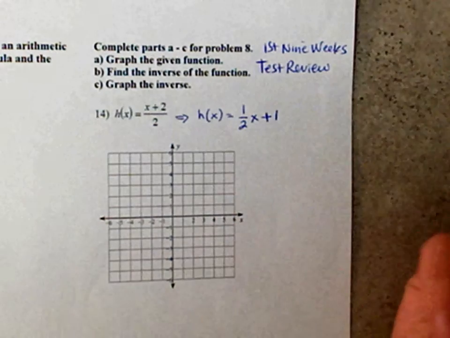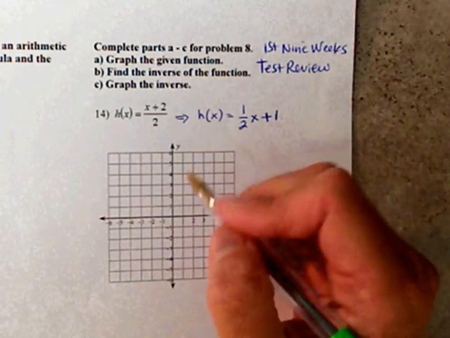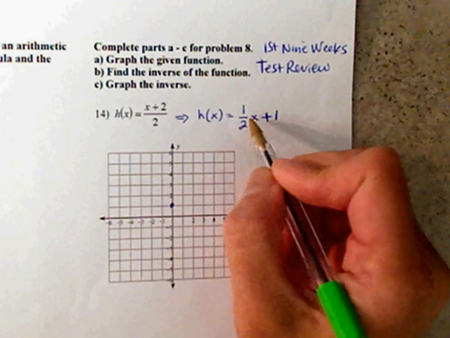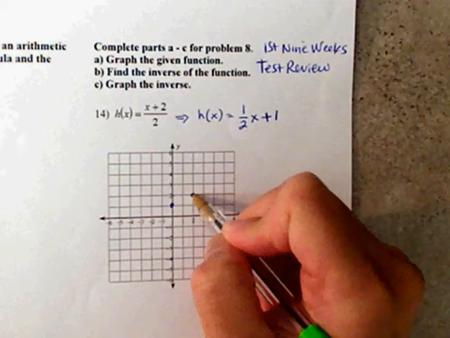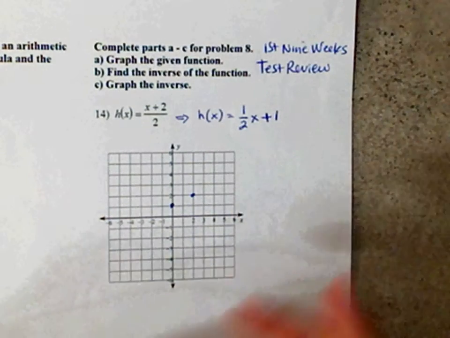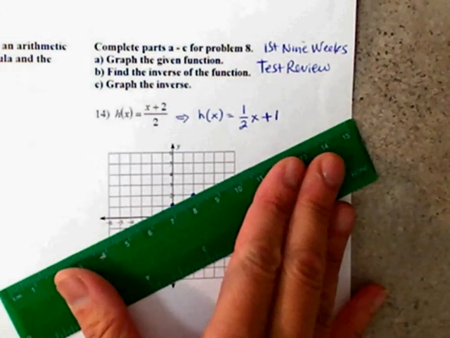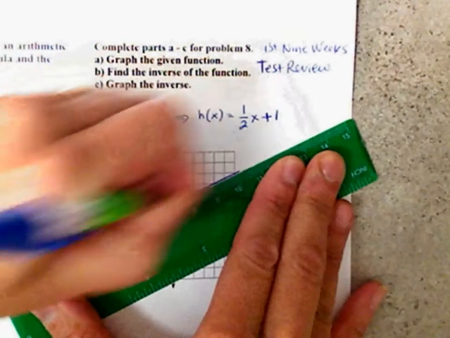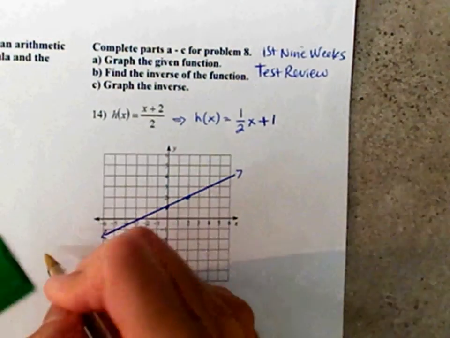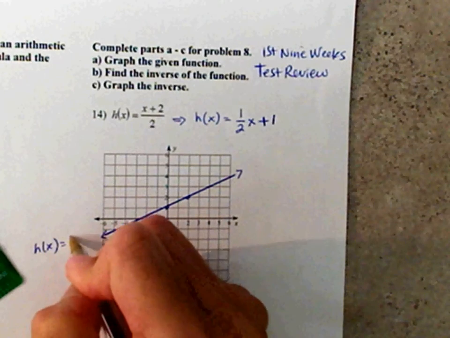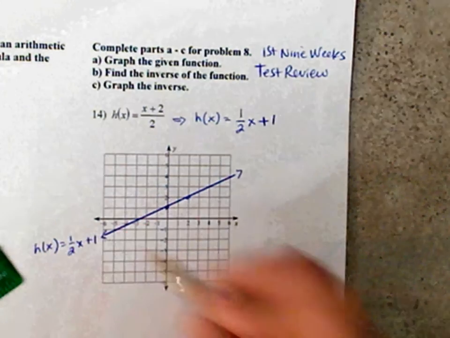And I'm going to plot this point. This is your function. You are at 1. Your slope is 1 up, 2 to the right. Rise over run. Plot your points. Connect them. And here I have my line. Okay? So there's your line of h of x is equal to 1 half x plus 1.